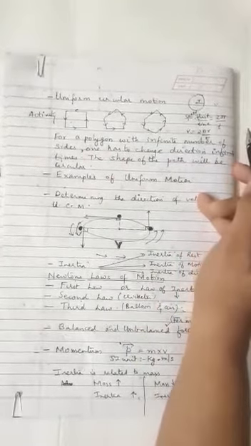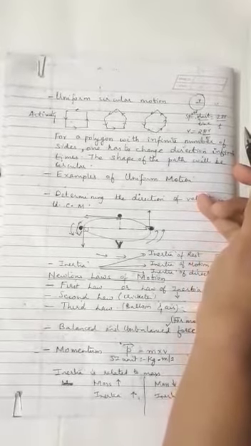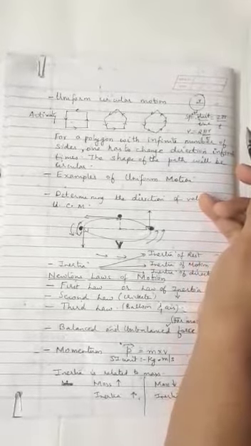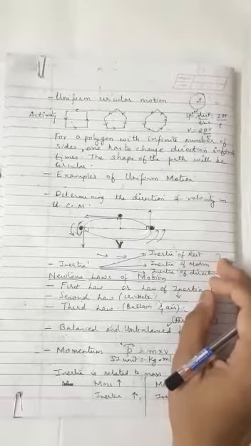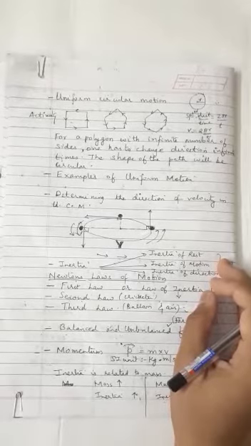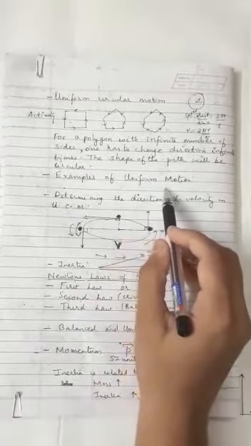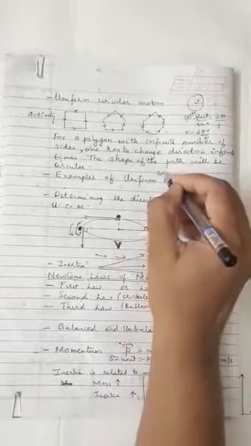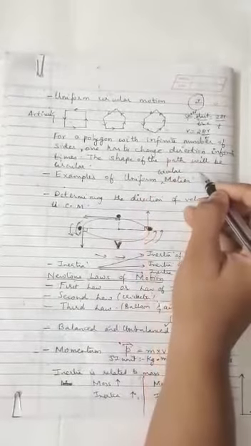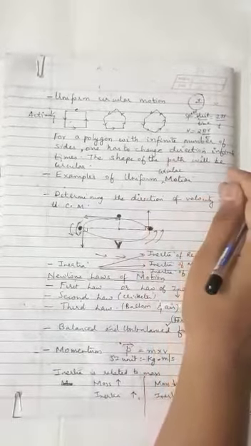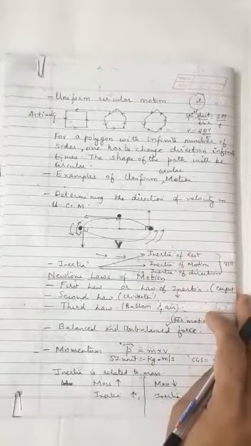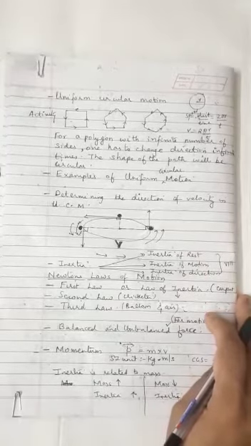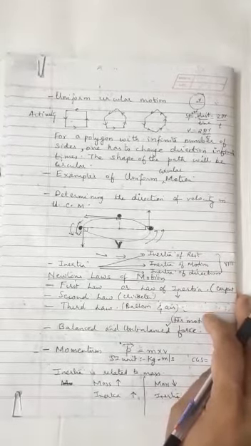Now examples of this kind of motion, that is uniform circular motion: motion of the earth around the sun, motion of the moon around the earth, motion of the electron around the nucleus, motion of the blades of a fan. So these are very easy examples of uniform circular motion. I repeat: the earth around the sun, the moon around the earth, the electron around the nucleus, and the blades of a fan.